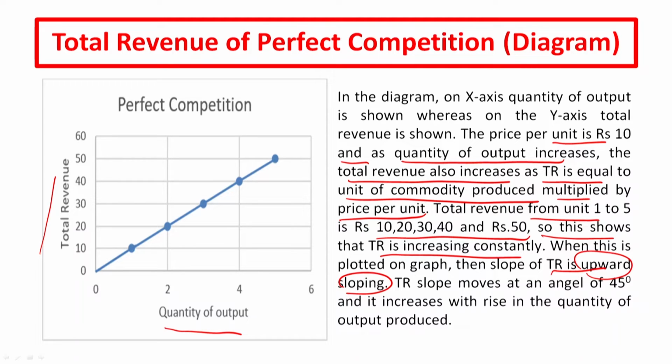You are able to see the TR moves at an angle of 45 degrees, and it increases with the rise in the quantity of output produced, which means the TR curve here is at an angle of 45, the slope is 45 degrees, and the TR increases with the rise in the quantity of output produced. So that is the representation of the diagram of TR here.